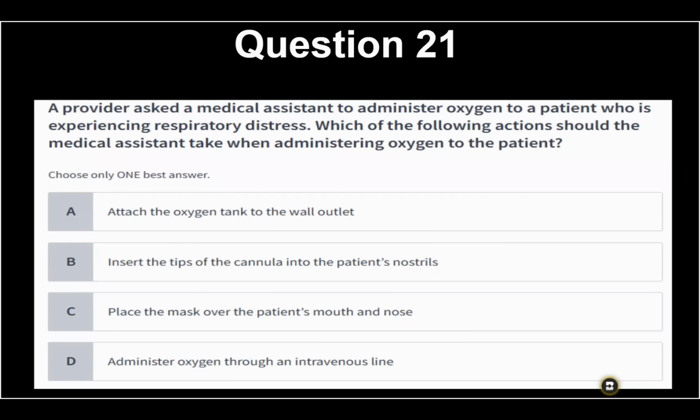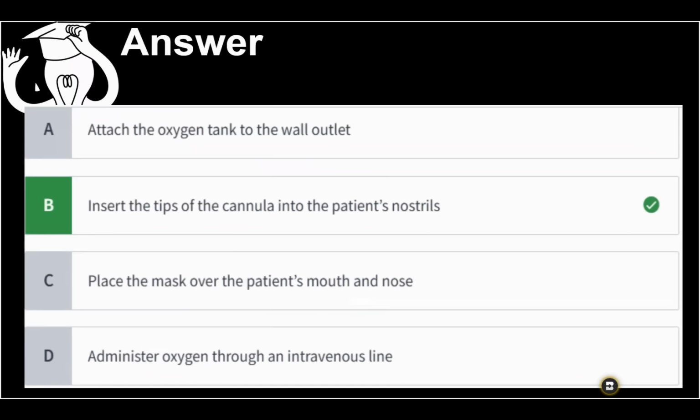Question 21. A provider asked a medical assistant to administer oxygen to a patient who is experiencing respiratory distress. Which of the following actions should the medical assistant take when administering oxygen to the patient? A, attach the oxygen tank to the wall outlet. B, insert the tips of the cannula into the patient's nostrils. C, place the mask over the patient's mouth and nose. Or D, administer oxygen through an intravenous line. If you said B, to insert the tips of the cannula into the patient's nostrils, then you are correct.